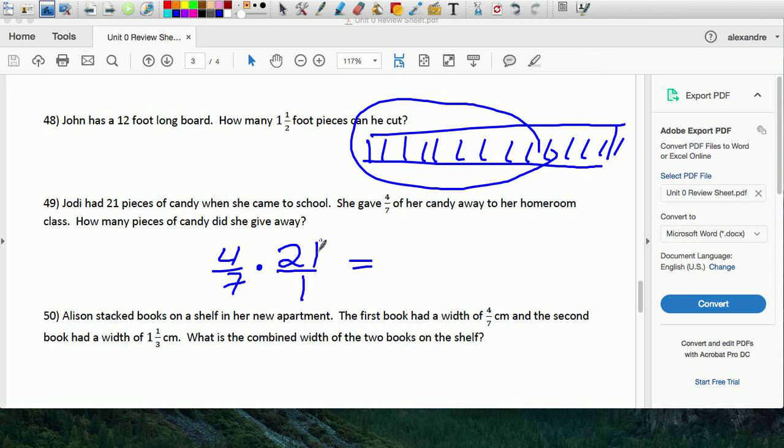Is there anything we can simplify? Yeah, we can. 7 and 21, they're both divisible by 7. 7 divided by 7 is 1. 21 divided by 7 is 3. We're ready? 4 times 3 is 12. 1 times 1 is 1. So 12 over 1 is the same thing as 12. So if you had 21 candies and I said I'm taking 4/7 of it, I would have been taking 12 candies away from you.